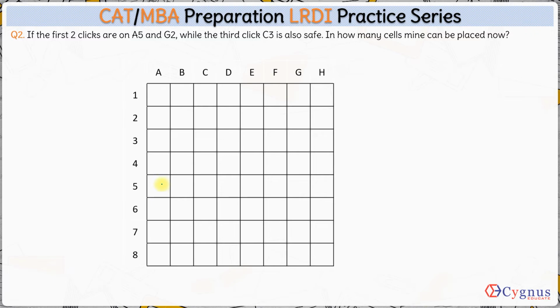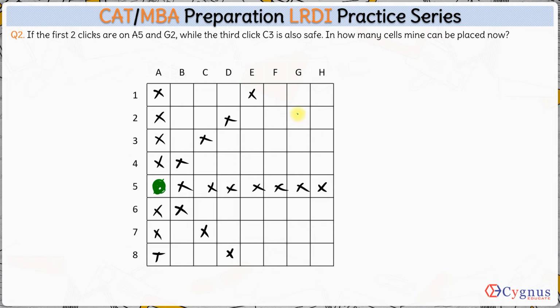That means there would be no mine in the same row, column or diagonal of A5, right? So we would have no mine in these cells here, no mine in these cells here, no mines in these cells here. All these are safe cells because A5 is a safe cell.